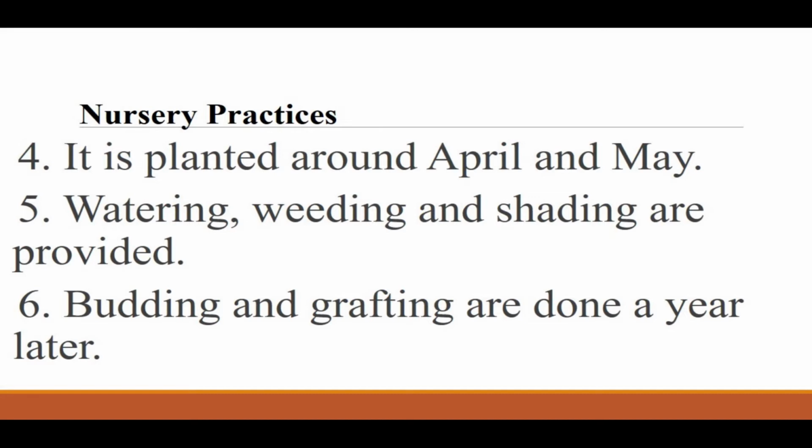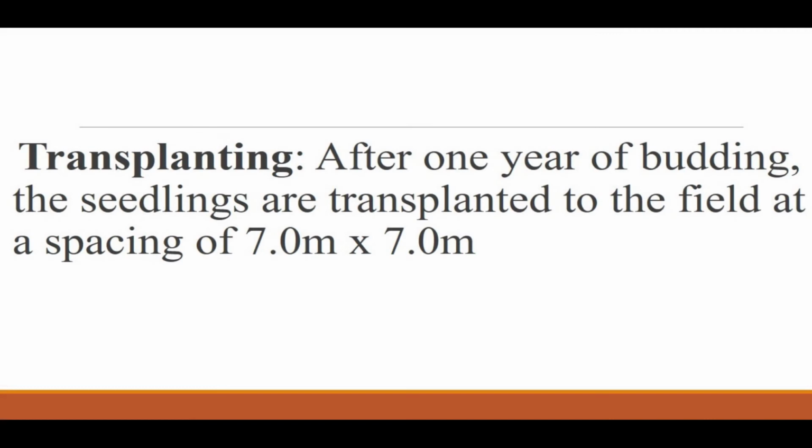Watering, weathering, and shading are provided. Budding and grafting are done a year later. Transplanting. After 1 year of budding, the seedlings are transplanted to the field at a spacing of 7 meter by 7 meter. What are the cultural practices?